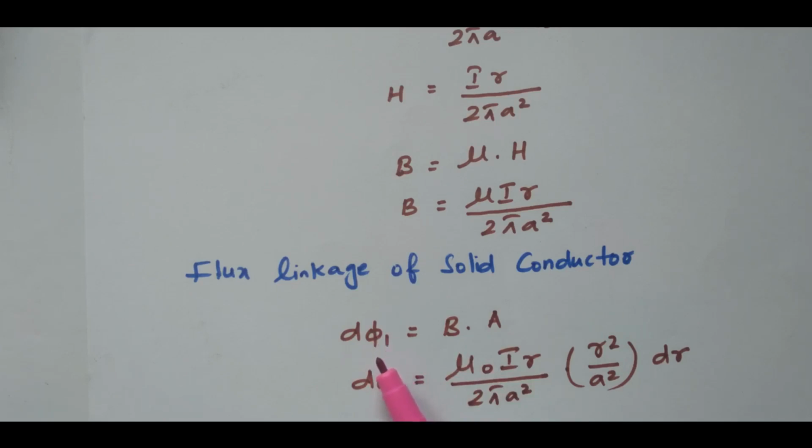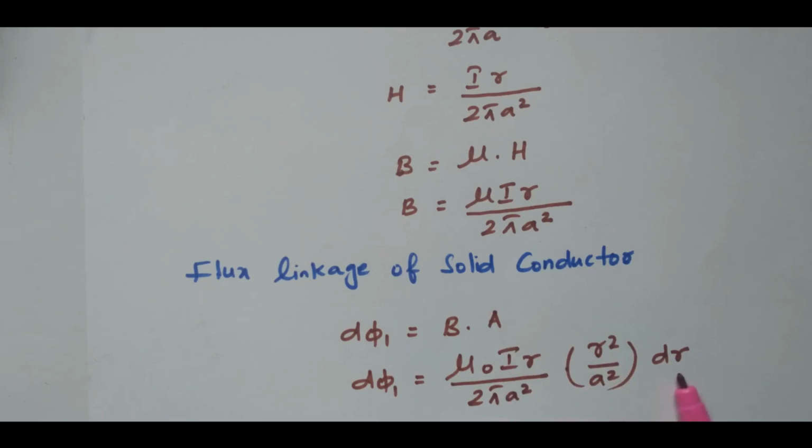Then the flux linkage between two conductors, φ2, we will calculate later. Right? So dφ1 equal to B into A. What is B is available here, mu I r divided by 2 pi a square. So here also we multiplied by the ratio r square by a square. Actually it is pi r square divided by pi a square. Due to area we multiply with pi. This pi got cancelled, so r square by a square into dr.